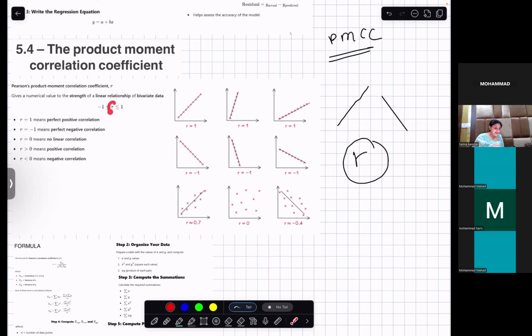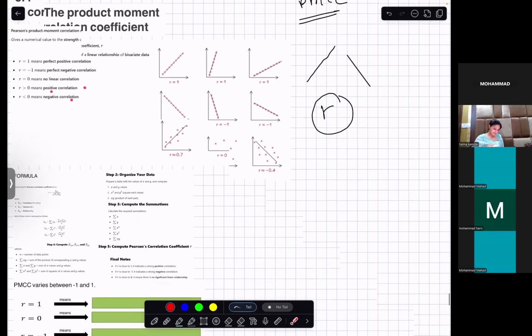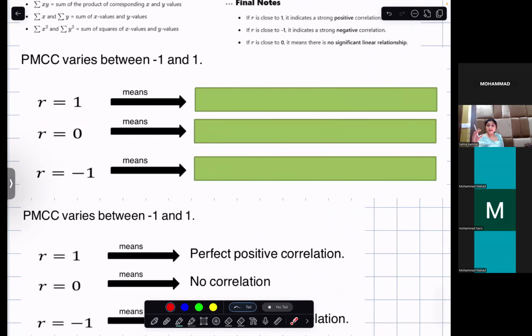So your strength would vary between -1 and +1. If R is equal to 1, it means there is a perfect positive correlation. If it is -1, then perfect negative. If it is 0, then there is no correlation. If it is greater than 0, then positive, and less than 0, then negative. I hope you're with me. So the strength would vary between 1 and -1.